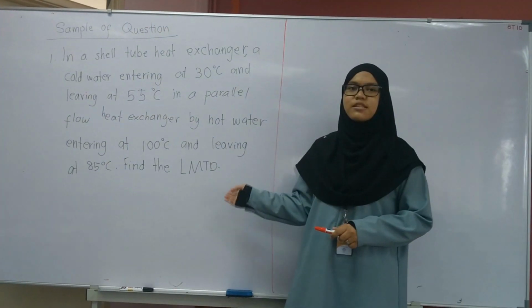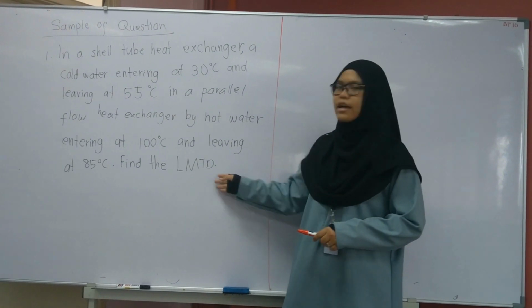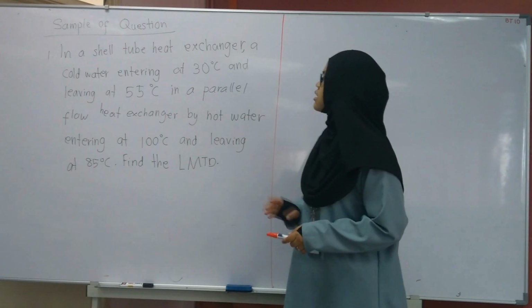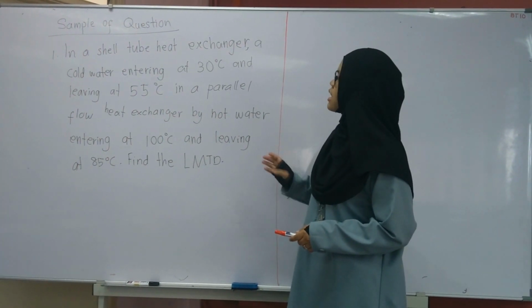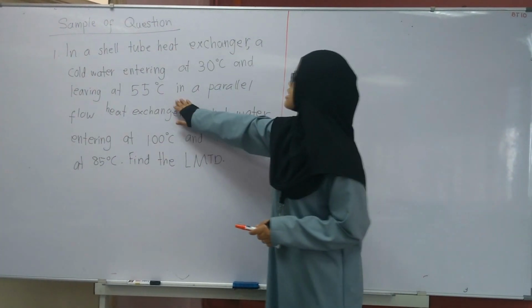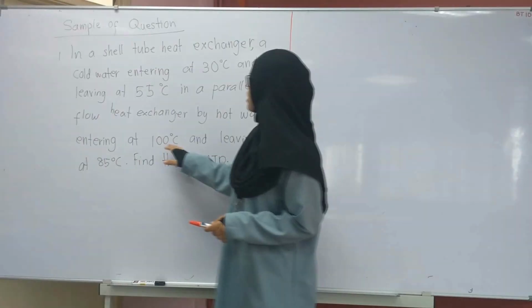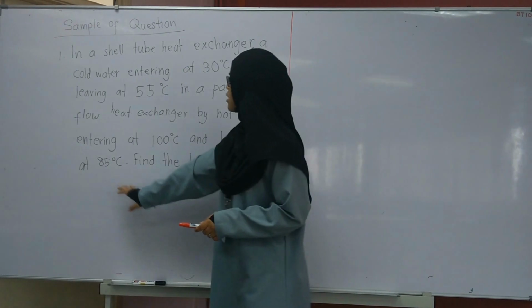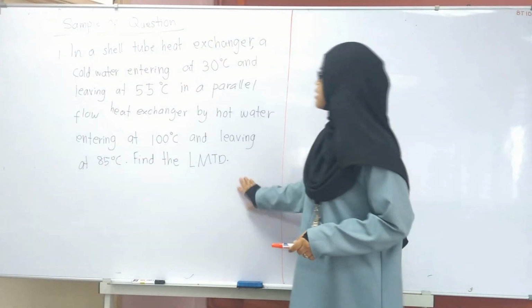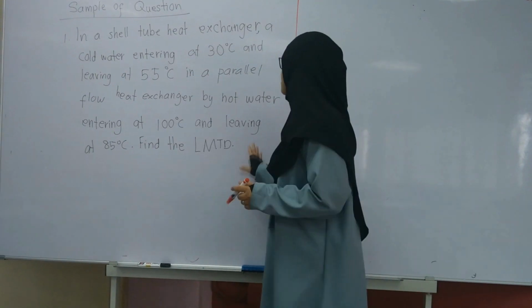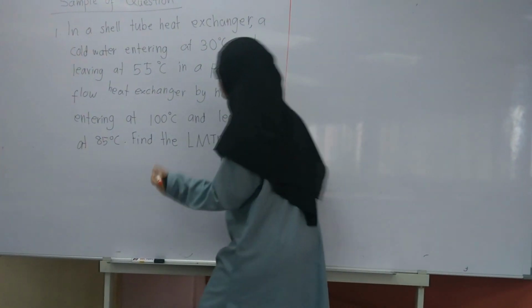Okay, so this is a sample question of LMTD. In a shell and tube heat exchanger, cold water enters at 30 degrees C and leaves at 55 degrees C in a parallel flow heat exchanger, while hot water enters at 100 degrees C and leaves at 85 degrees C. Find the LMTD. So from this question, we can extract the information first.